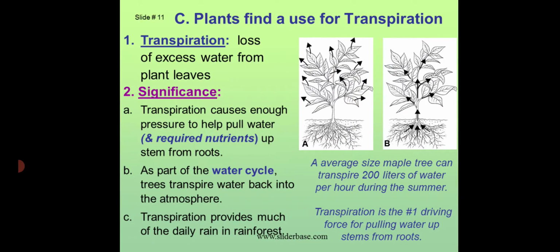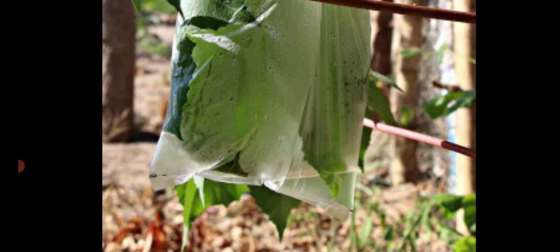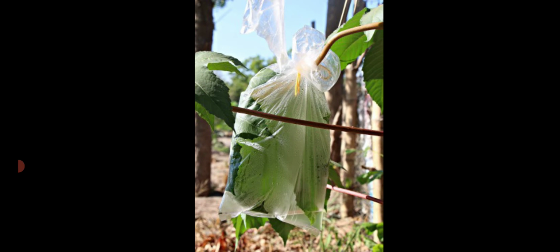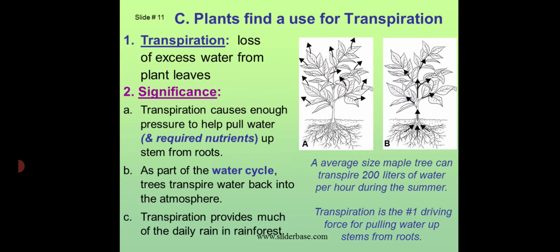See. You could see transpiration makes water to be collected in it. Normal polythene bag, when we kept in sunlight closing its mouth, it doesn't form any water in it. But to a plant, when we tie it, it will be getting water. How? Plants find a use for transpiration.